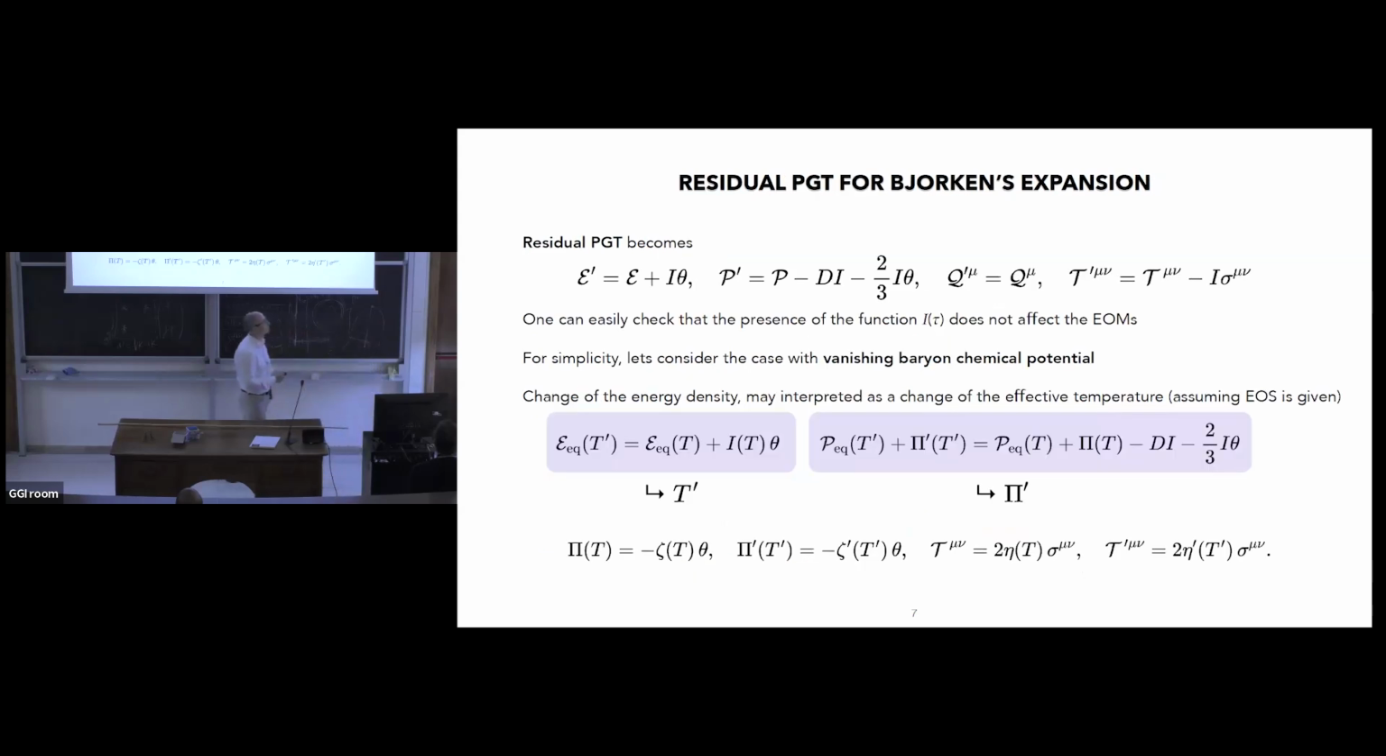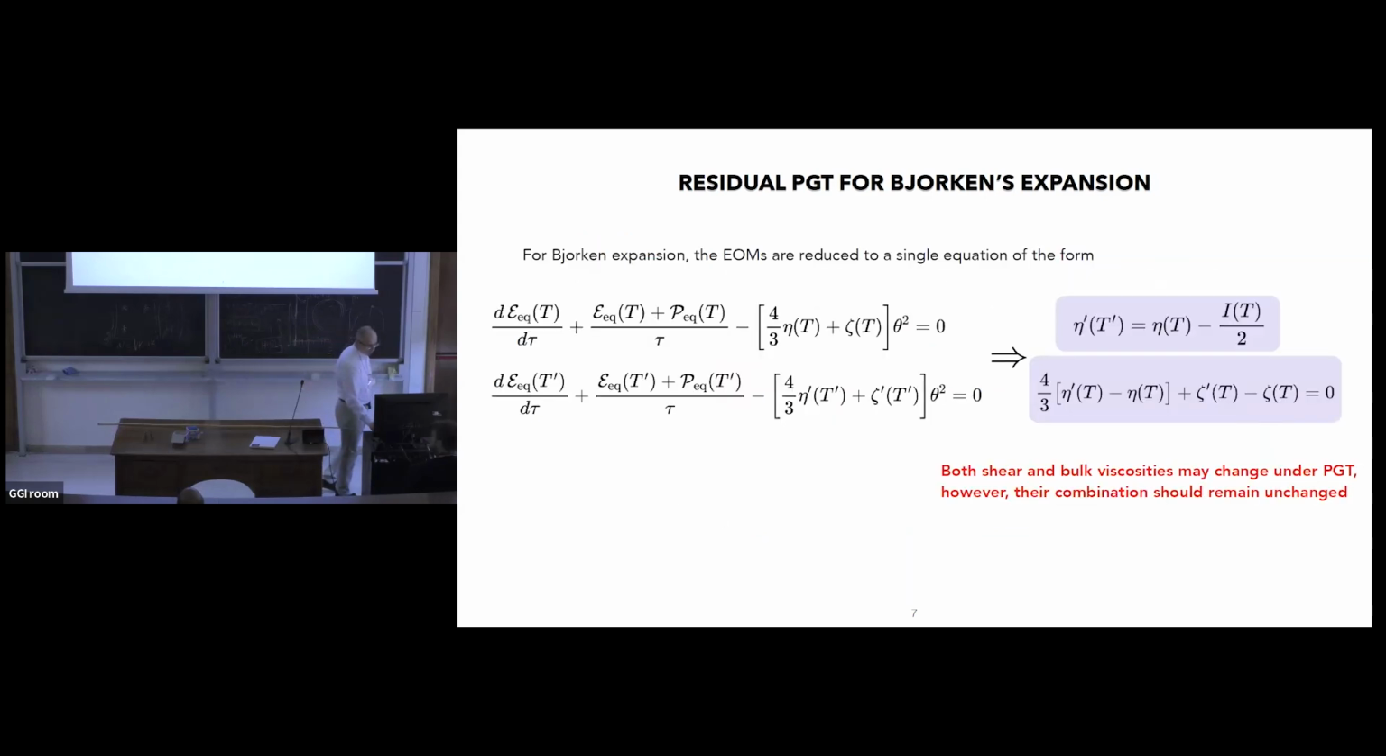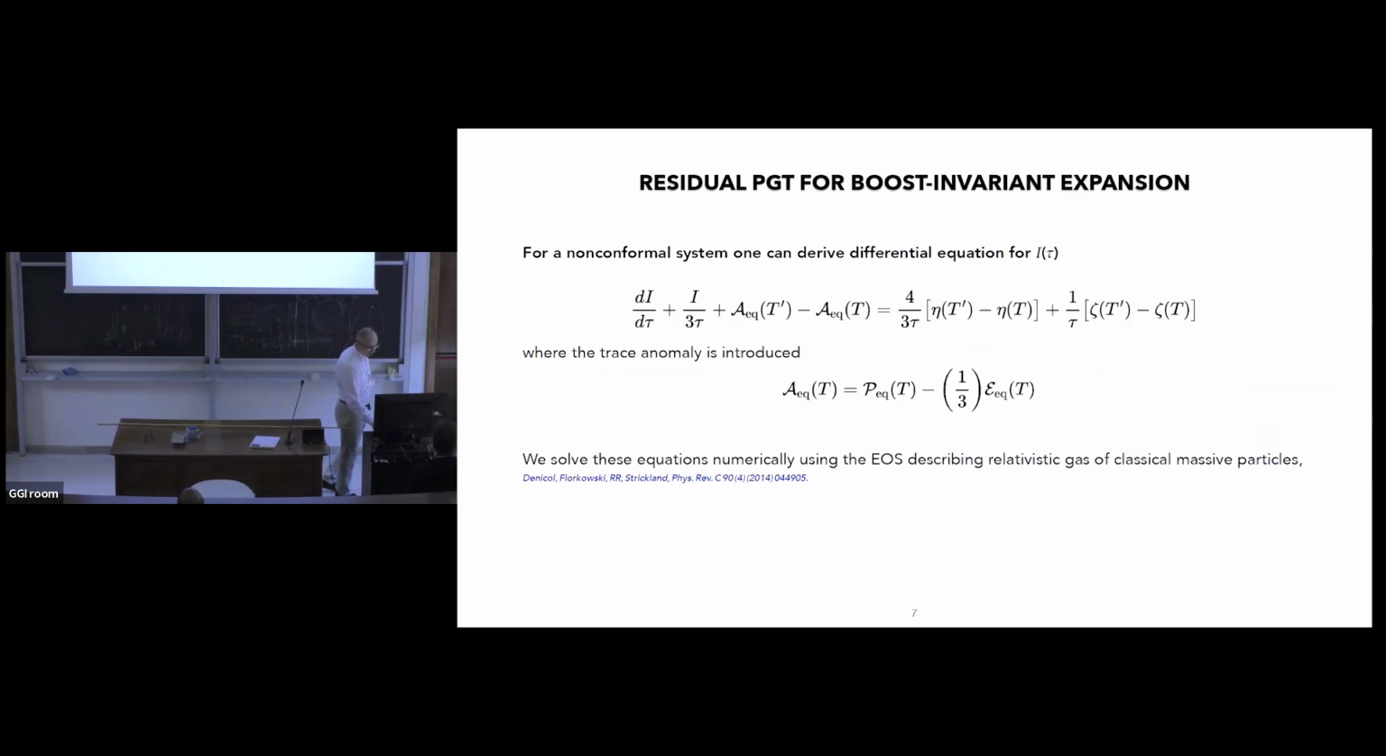And then you can ask yourself what will happen with the system if you introduce such a scalar component of the pseudo gauge. I don't have much time, but maybe I will just skip to the very last point. If you do some simple mathematics, for a non-conformal system, you can derive this differential equation. And this equation allows you to determine the function which parameterizes the pseudo gauge in the Bjorken expanding background.